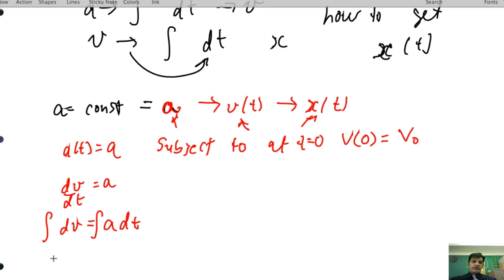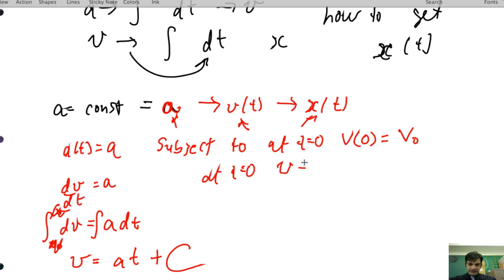Now on this side, I'm going to go from v naught to v, because that's my initial velocity. Actually, no, I'm not going to say that. I'm just going to integrate. So I'm going to get v equals at plus my integration constant c. And what I'm saying is that at t equals 0, v equals v naught.